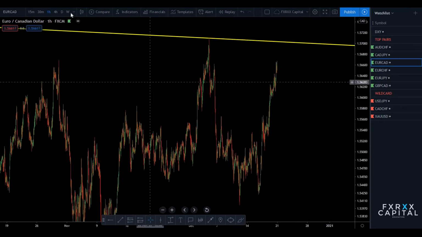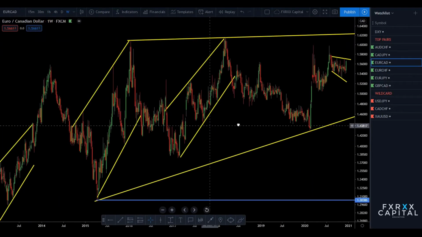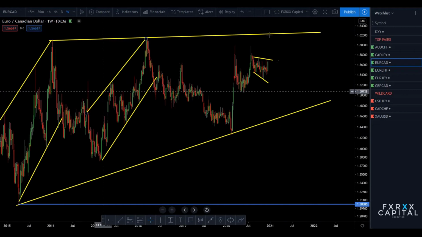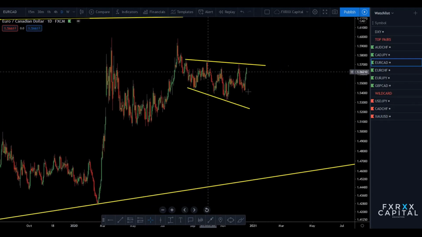Next we move to the third pair, which is Euro Canadian dollar. For Euro Canadian dollar, we can say price is at the middle of the structure. This is an ascending channel, price is at the middle of the structure, and we expect price to move to the downside from this flag.